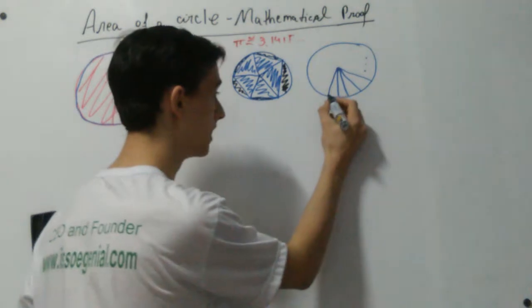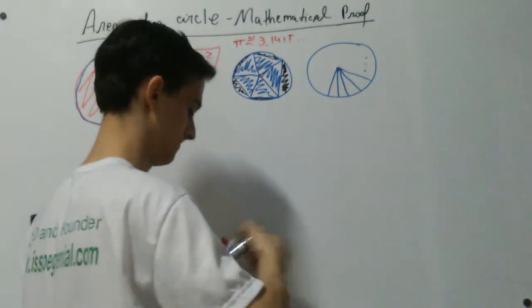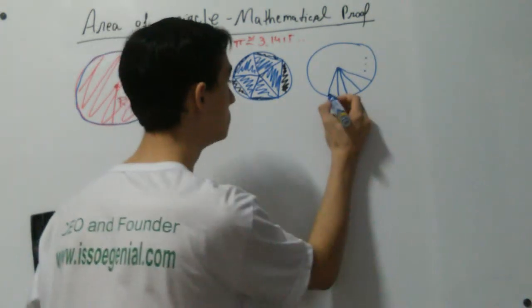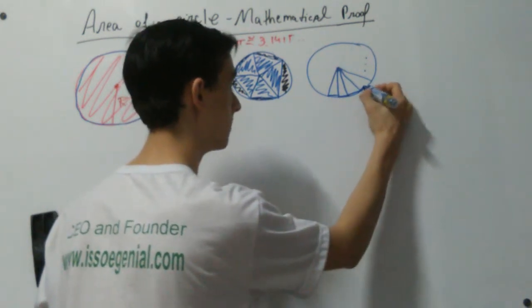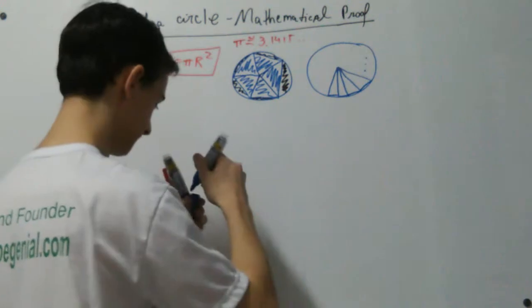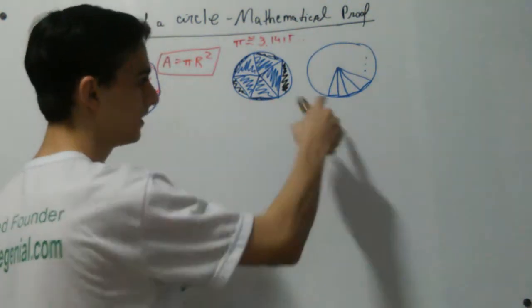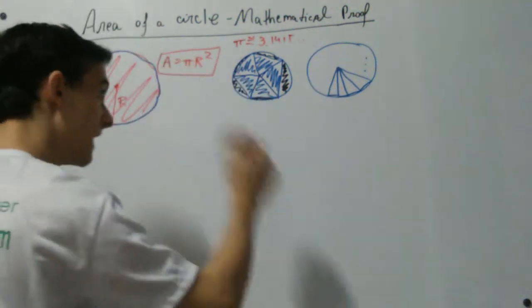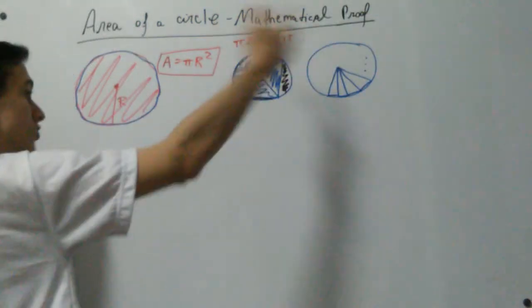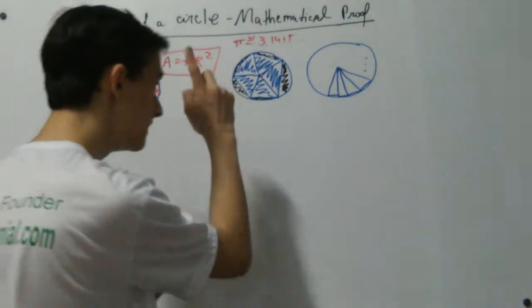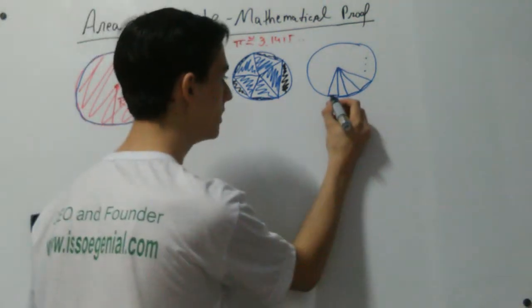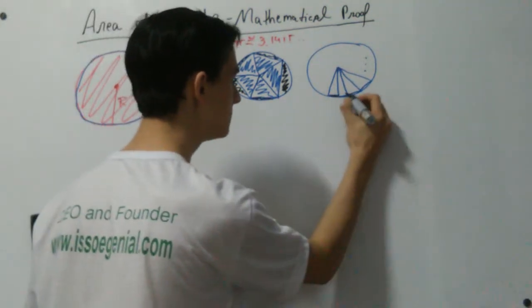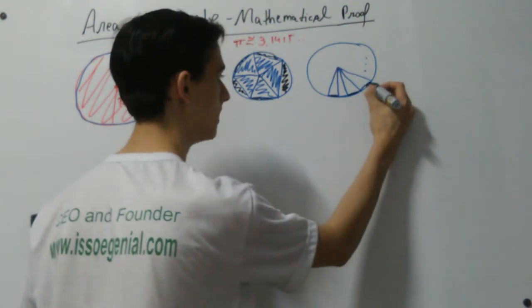And the triangles are, let me use the blue, the triangles are here, more or less right here. And we can see that if we add all the areas of all the triangles, we are not going to get the exact area of the circle, because we're not going to be counting this area right here.